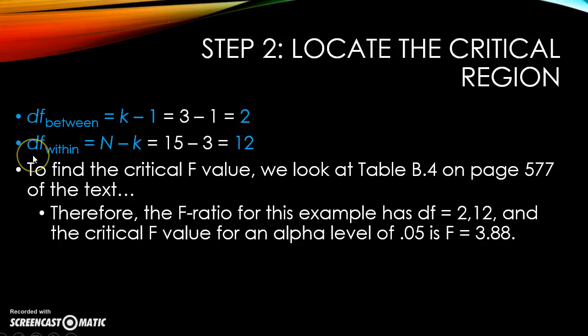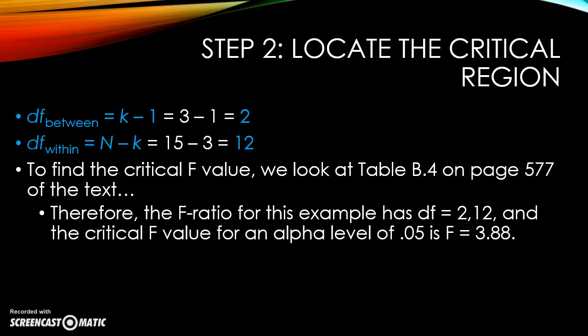To figure degrees of freedom within, we would take N, the total number of participants, which is given to you on the first slide, minus K, the number of treatments again, which is 15 minus 3, and we get 12 for the degrees of freedom within. And to find the critical F value, or our critical region, we would look at table B4 on page 577, which is in the back of the textbook.